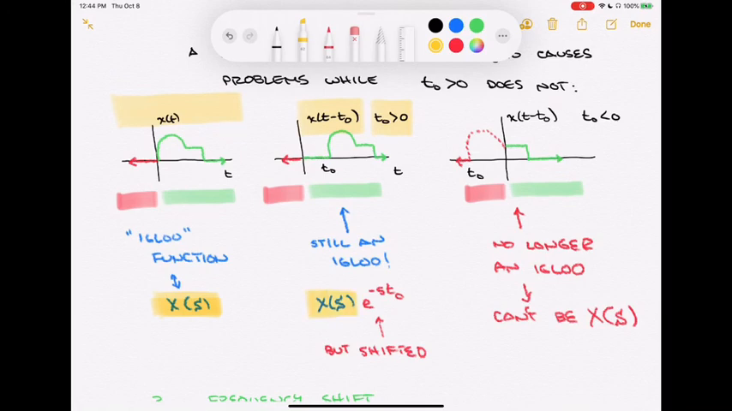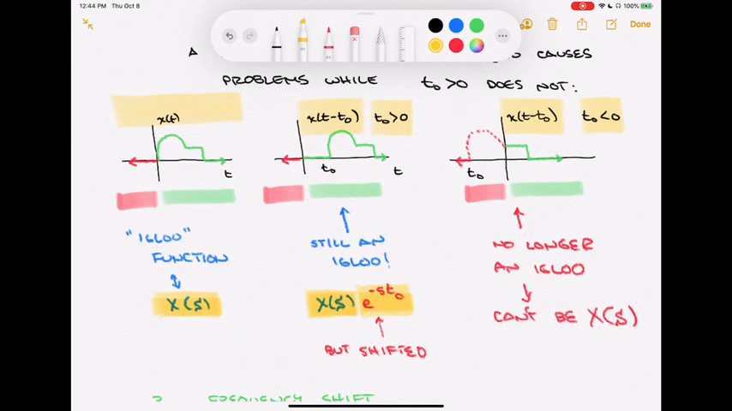The remaining term, the e to the minus s t naught, is really just transform speak for shift that guy. So cap X of s in this case was "I'm an igloo," and e to the minus s t naught was "I'm an igloo shifted over to the right." What happens in the other case? When I have x of t minus t naught for t naught less than 0, that's an advance. So I'm shifting it to the left.